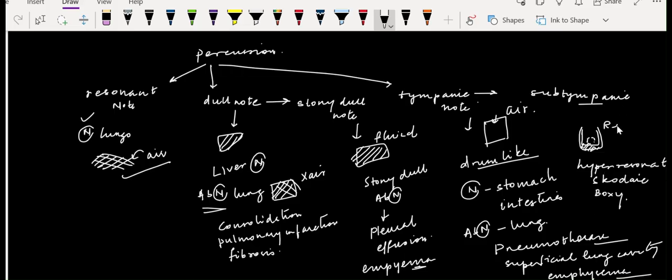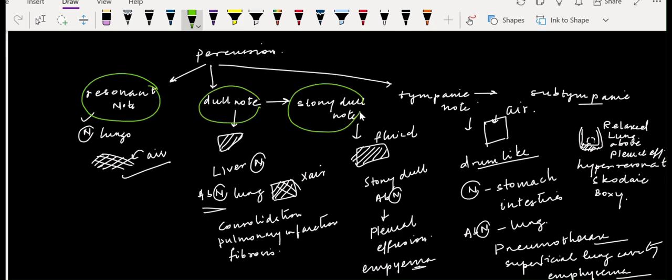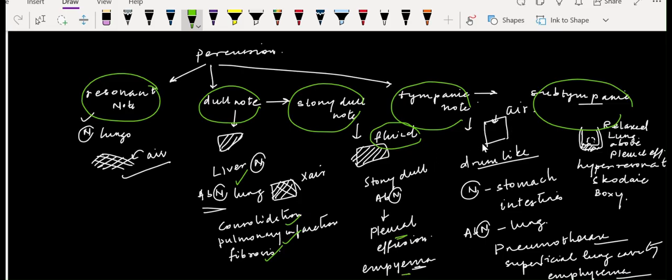So where do we feel it? On a relaxed lung, just above a pleural effusion. That is where you feel for this. So now we've understood. One is resonant note, one is dull note, stony dull note, tympanic note, subtympanic or skodaic resonance. Resonant is normal. Dull note is when it becomes completely solid, like a liver, for example, consolidation, infarction, fibrosis. Stony dull, when there is complete fluid filled, for example, pleural effusion and empyema. Tympanic note, when there is a complete open space filled with air. It's not like a connective tissue with air spaces. It's a complete open space filled with air, for example, stomach and intestine, and in the lung, it is either pneumothorax or superficial lung cavities. Then subtympanic is something which is hyper-resonant, but not exactly tympanic, called skodaic resonance, which is associated with a lung above the level of a pleural effusion.